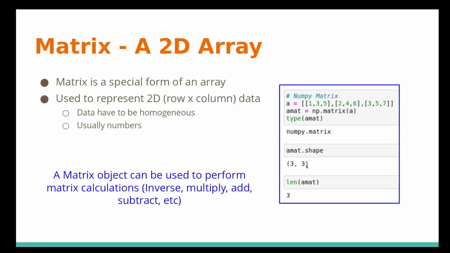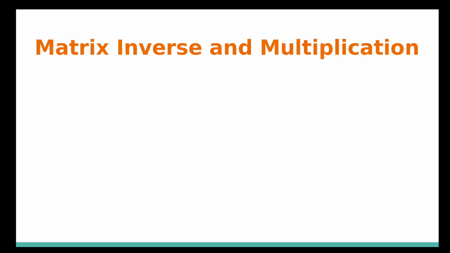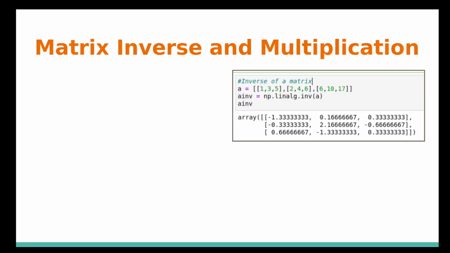amat.shape gives me 3, 3 because there are 3 sublists in this master list, and each of the sublists has 3 elements. So I have 3 rows corresponding to 3 sublists and 3 columns, each of which corresponds to the elements within those sublists. Again, if I do length of amat, I'm simply going to get 3 because this is simply looking at a list. Once you have a matrix object, you can perform a variety of different calculations with it, namely inverse, multiply, add, subtract, and others.